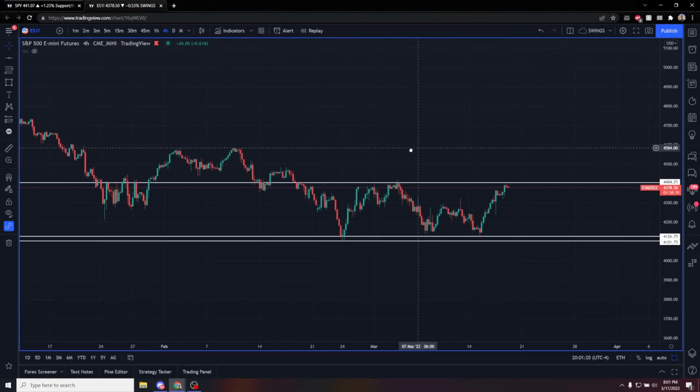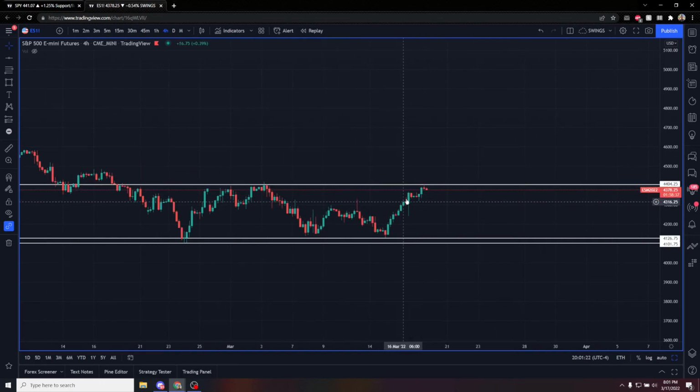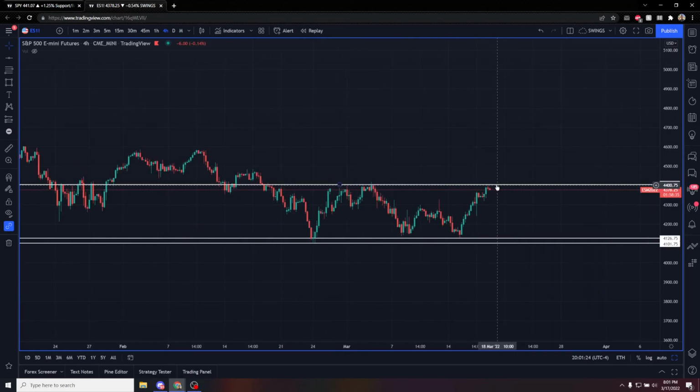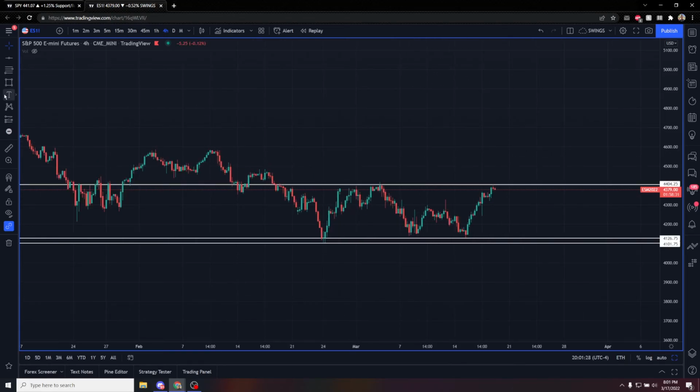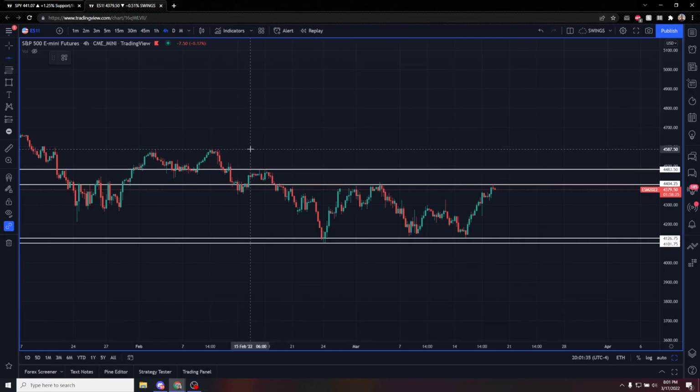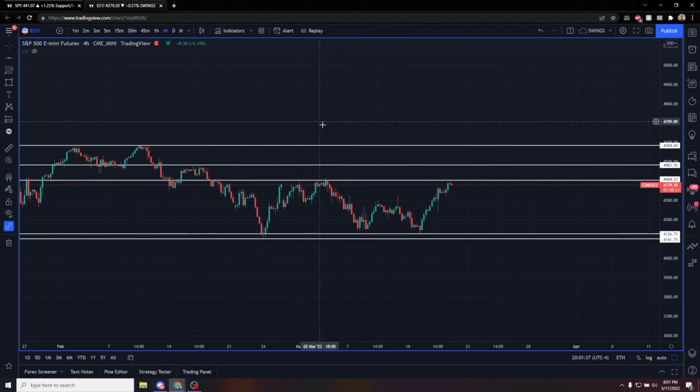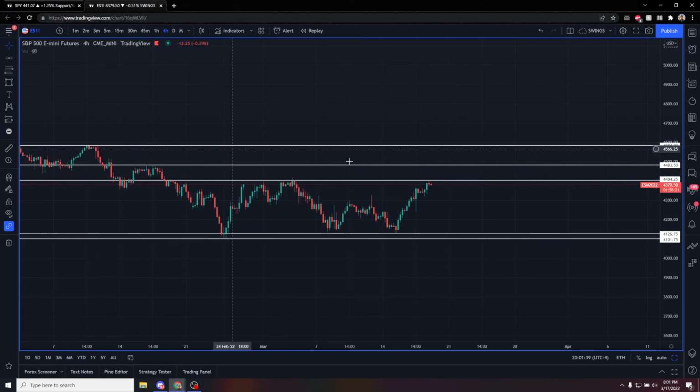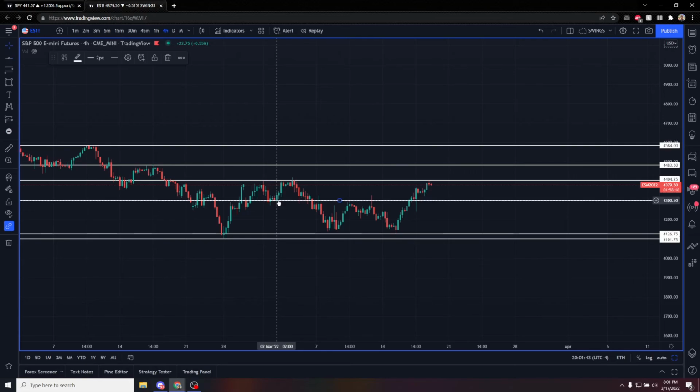I'm going to put one right here. That's the current resistance I would look for because it's right underneath. If we end up breaking that resistance, I will look for the next high, which might be here, here. If not, I would look for a pullback and testing that support right there. Put that in red.